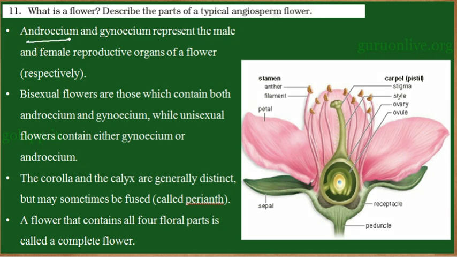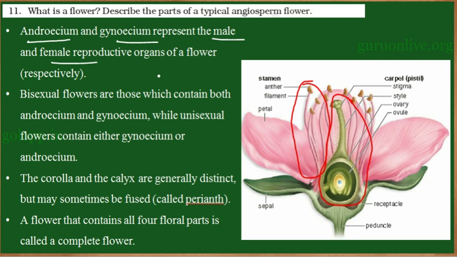Before that, even though a flower has 4 parts, sepals, petals, androecium and gynoecium, the reproductive organs are androecium and gynoecium. They represent the male and the female reproductive organs. Androecium is the male reproductive organ, and gynoecium is the female reproductive organ.